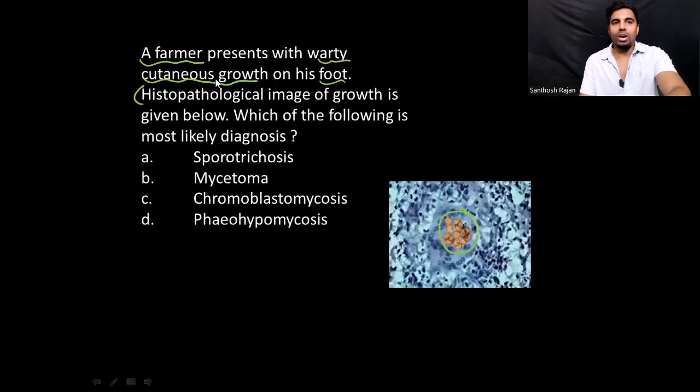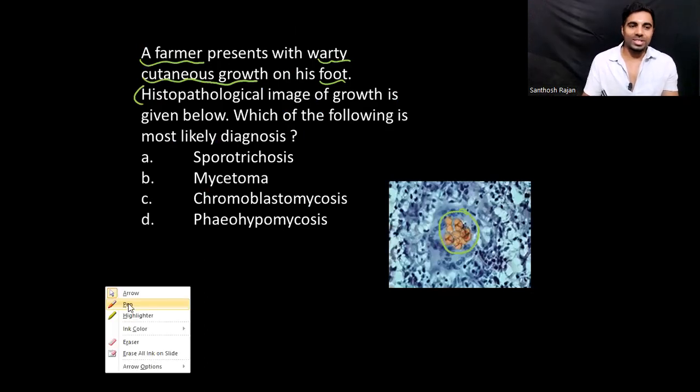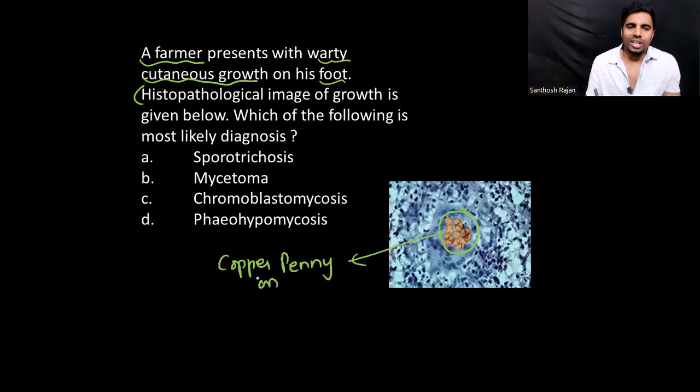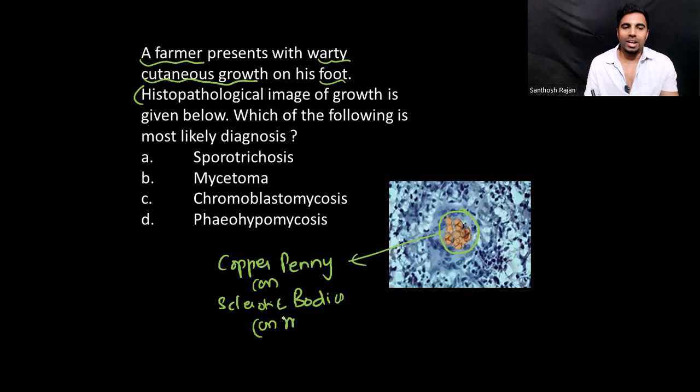Sometimes you can get this picture also. Okay, this one, or it is this one, copper penny. So this is called copper penny. It looks like a coin, no? Copper penny. Penny means coin; in the US, penny is a coin. Copper penny. Another name is sclerotic bodies. It looks a little metallic, no? Sclerotic bodies. Or you also call it medlar body or Muriform.